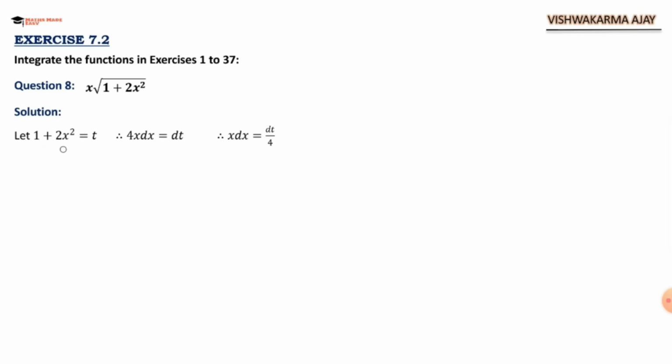Let 1 plus 2x square be equal to t. So our derivative is 4x dx equal to dt. But we are only interested in x dx, so I will send this 4 to the other side. So x dx is dt upon 4. And then it's simple. X root of 1 plus 2x square dx is equal to 1 upon 4 root of t dt, because x dx was equal to dt upon 4. So for x dx, I write 1 upon 4 and dt, and then inside the root we have t.